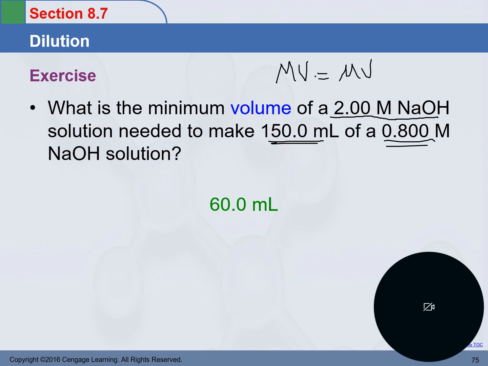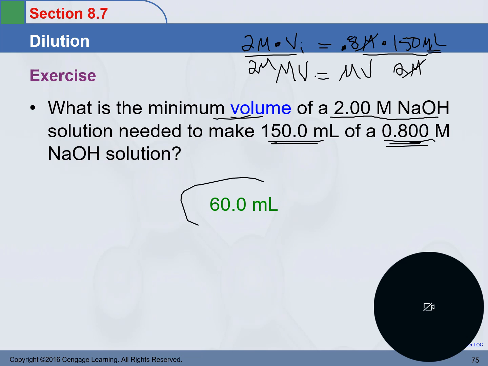So I'll put them on this side right here, 0.8 molar times 150 milliliters. And our stock solution is 2 molar times our volume that we're looking for. How much of our volume of our stronger stuff do we need in order to make this weaker stuff? So we'll divide out 2 molar, divide out 2 molar. Hopefully you can see molars will cancel out. We're left with just milliliters. And if you do that math, you'll end up with this answer here.